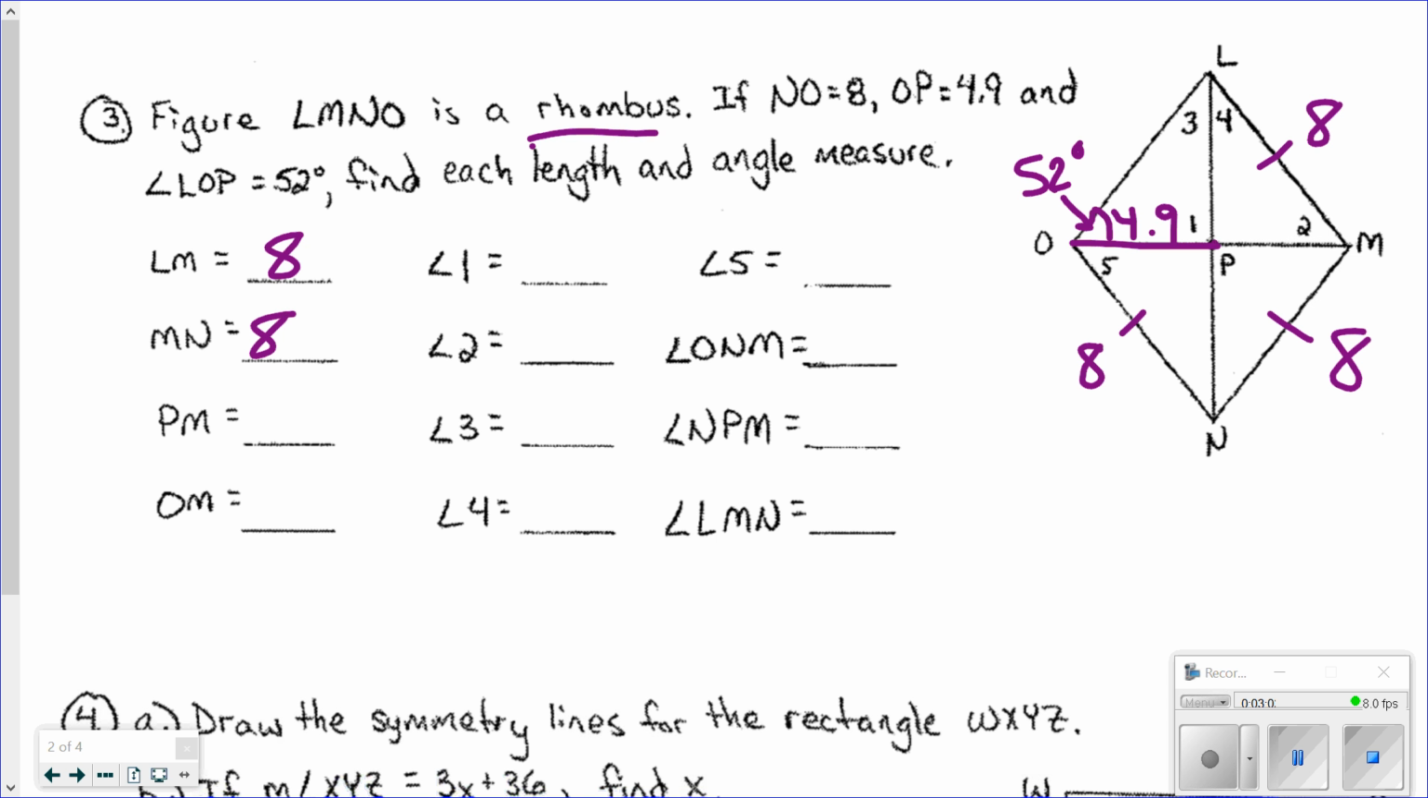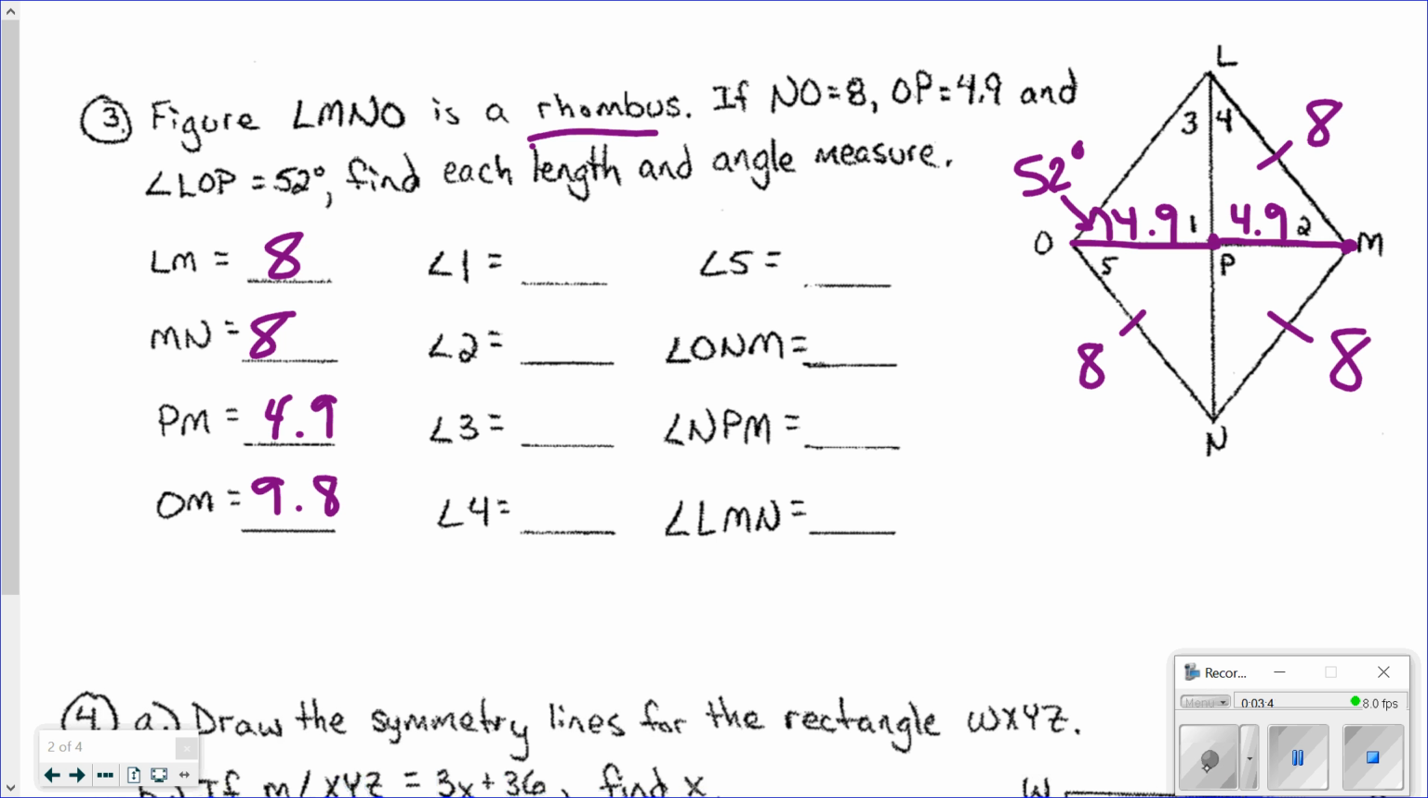MP, so MP is from P here all the way to M. And if OP was 4.9, that means PM is also 4.9 because we know that the diagonals in a rhombus are perpendicular bisectors of each other. So PM is 4.9. OM is the length of that entire diagonal, and so if we know the two parts are 4.9, we're just going to add those together. So 4.9 plus 4.9 is 9.8.